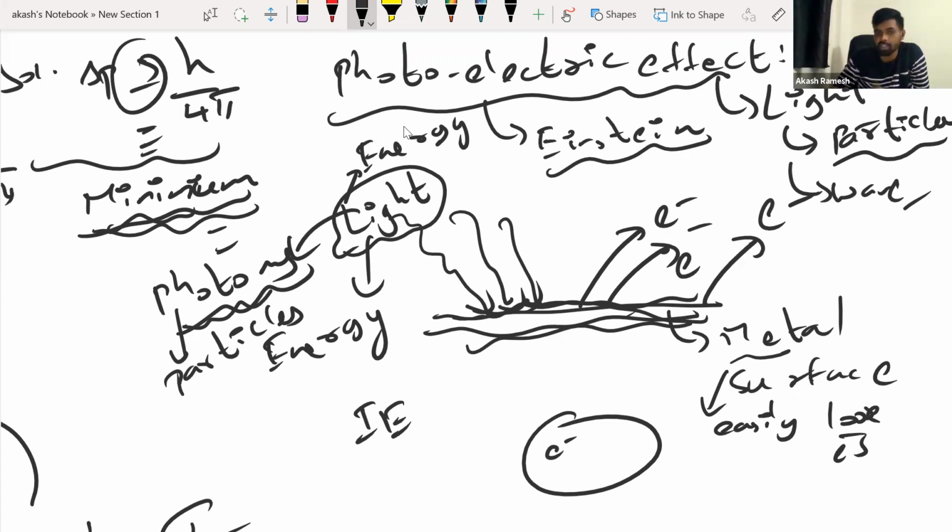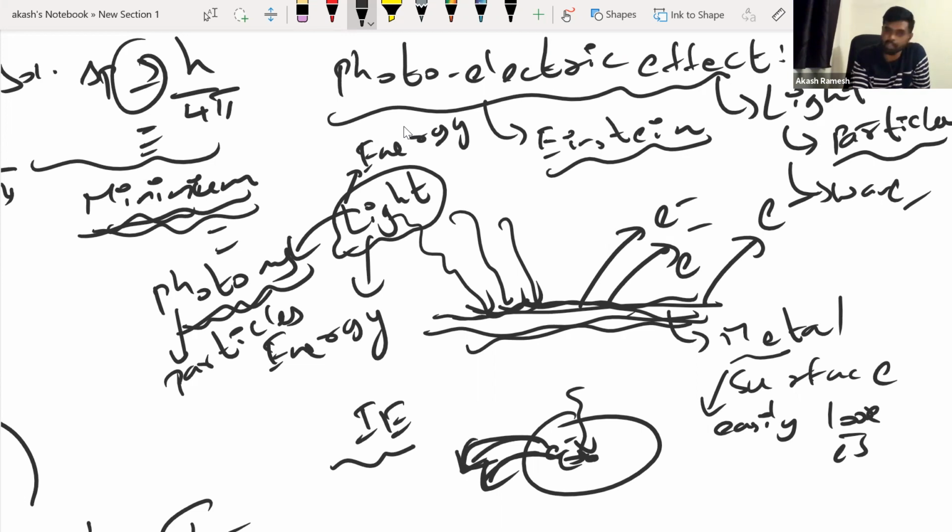What do you mean by ionization energy? Energy required to take this electron out. I want to take this electron out. Obviously, this electron and the nucleus will have some attractive force. So you have to spend some energy on the atom so that this electron comes out. The energy you spend in taking this electron out is what is called ionization energy. I have to take out the electron, some energy has to be spent, and that energy is called ionization energy.